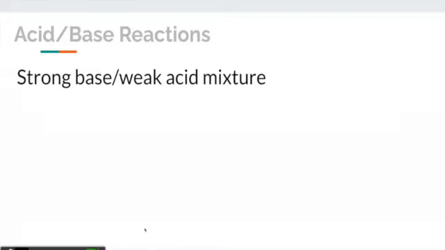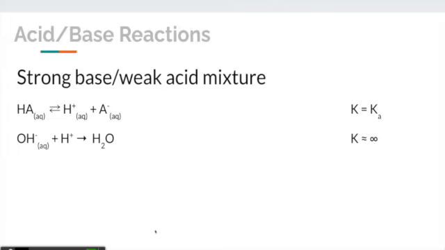Another possibility that you could have is a strong base weak acid mixture. In this case, we would have a generic weak acid, let's call it HA, that would dissociate in water, ionize, to give you H+ and A-. K for that equilibrium would be Ka. And here's your strong base. The strong base is going to be OH- from something like sodium hydroxide, reacting with H+ provided by the weak acid to produce water. And K for that is essentially infinity.